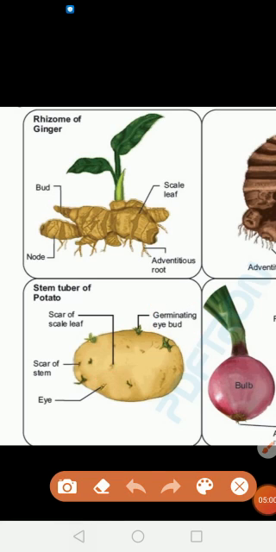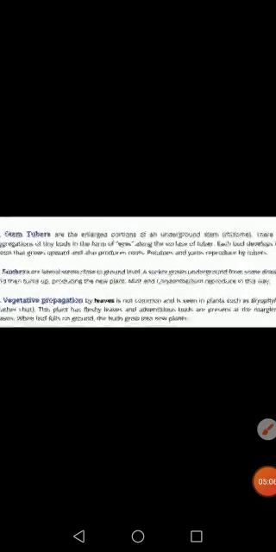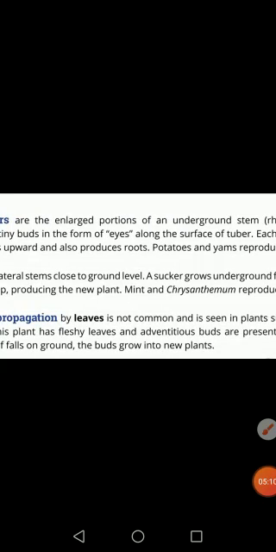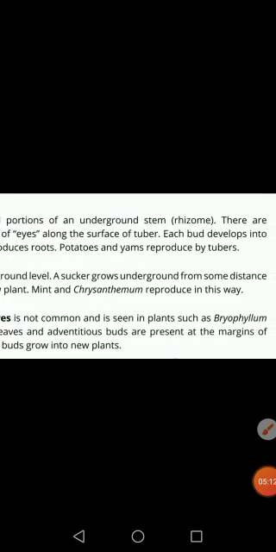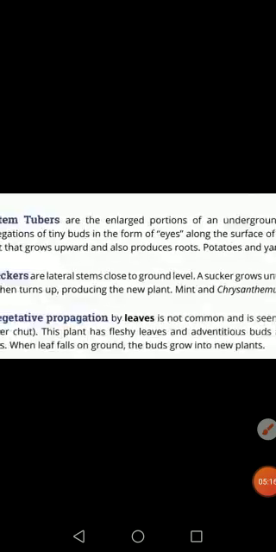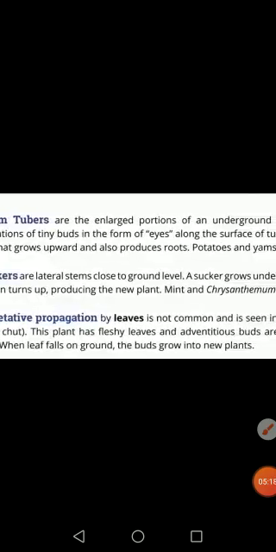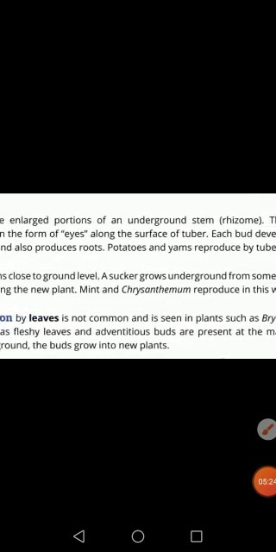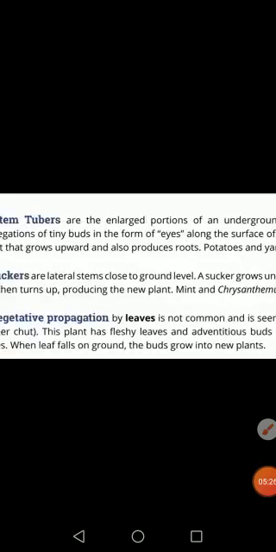Okay, now another method of vegetative propagation is suckers. These are also stems, lateral stems close to the ground level. A sucker grows underground for some distance and then turns up, producing a new plant. Different plants like mint and chrysanthemum are produced by this method.